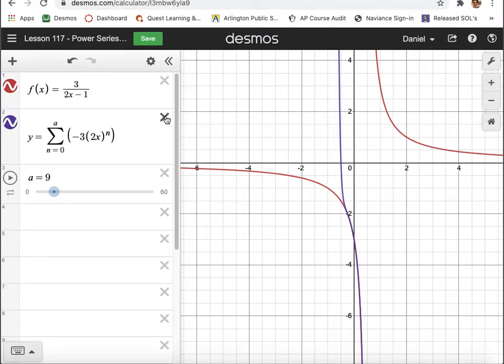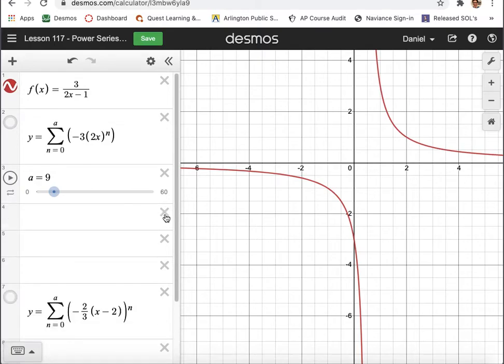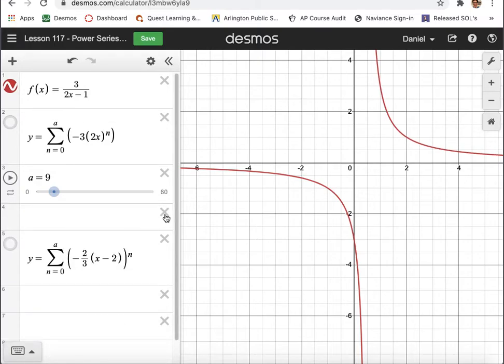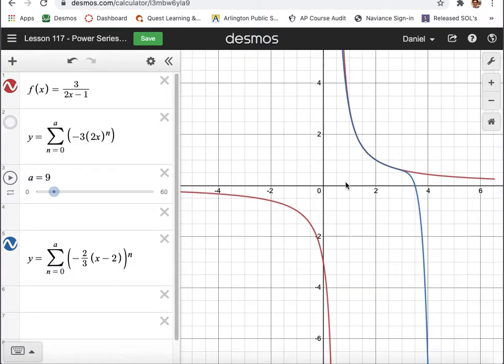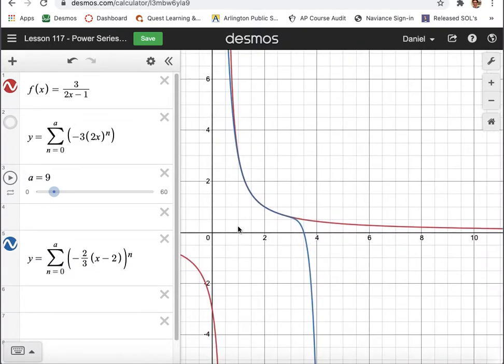So that was the one that didn't work so well. So I'll turn that one off. And down here I've got another one. Negative 2/3 times x minus 2 to the nth. Let's take a look at that one. And this time it is matching our red function perfectly again. And this time it's doing it in the spot where we wanted it to, right around x equals 2. Now notice it still doesn't have a permanent or an infinite interval of convergence.